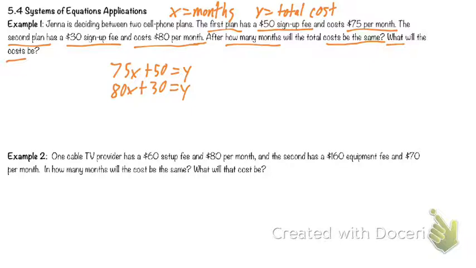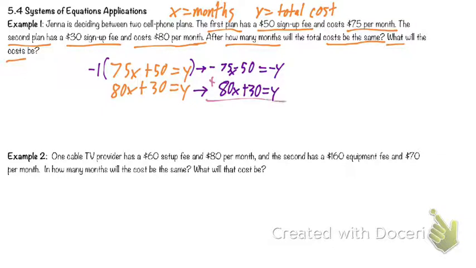So for elimination, we need to get either the x's or y's to eliminate. Which one's going to be easier to get to eliminate? The y's, right? They're already the same coefficient. So what do we need to do to these in order to get them ready, though? Make one of them a negative, right? Which one do we want to do, top or bottom? Top, cool beans. Let's multiply the top one by a -1 and rewrite it. So we're going to get negative 75x minus 50 is equal to -y. And that bottom equation is saying the same: 80x plus 30 equals y.